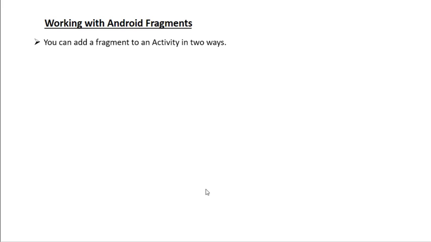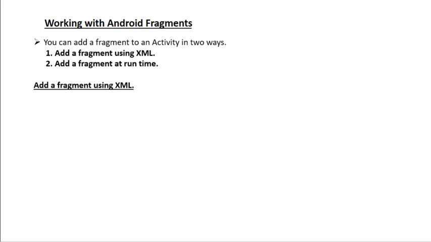Now we can learn how to add a fragment to an activity. You can add a fragment to an activity in two ways. First, you can add a fragment directly to the XML layout file. Second, you can add a fragment at runtime. If you want to add, remove or replace a fragment at activity runtime, you have to add the fragment programmatically. Okay, we can learn each of these.